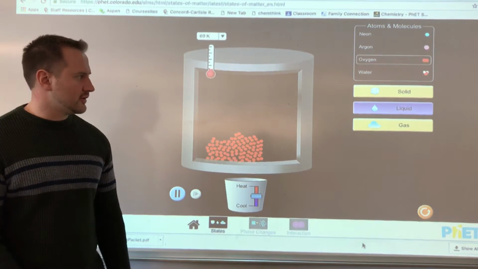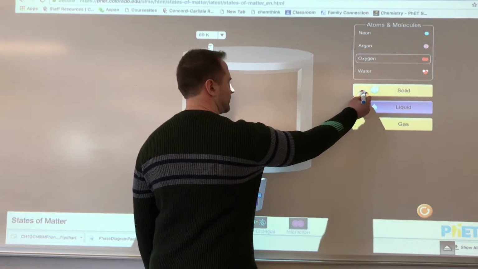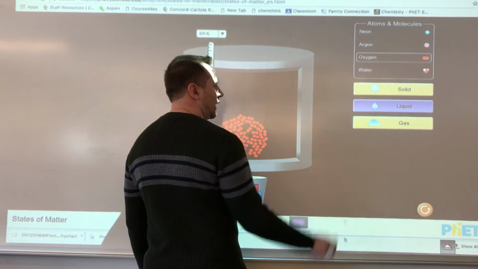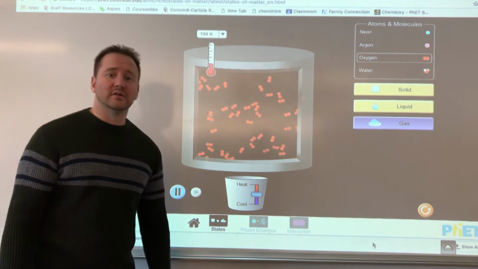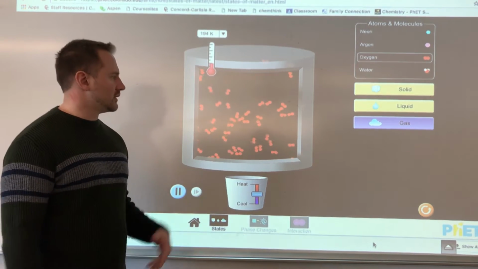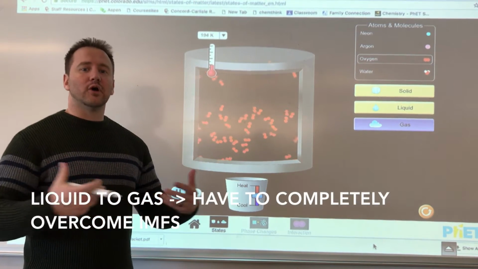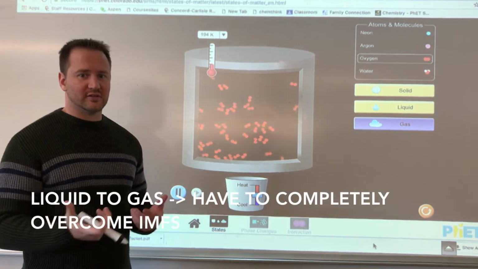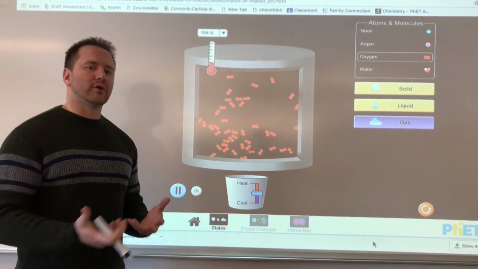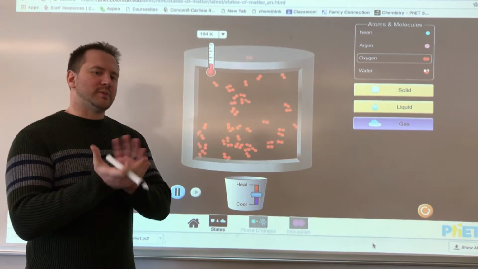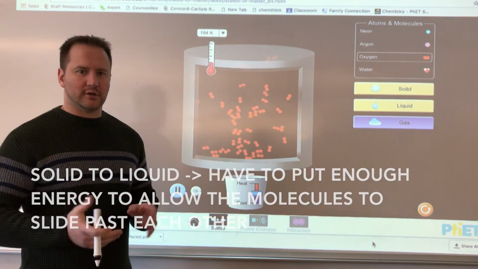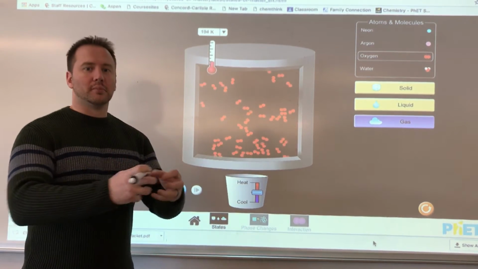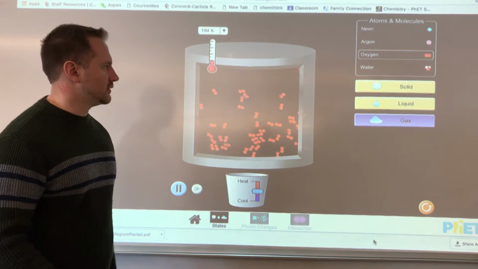Now, you can see that there is not too much of a difference between the solid and the liquid phase. However, there is a substantial difference between the liquid and the gas phase. What's happening when a material goes from a liquid to a gas is it's completely overcoming the intermolecular forces that exist between the molecules. Going from a solid to a liquid, you're just basically inputting enough energy so that they can slide past each other, as opposed to completely break apart, which requires more energy.